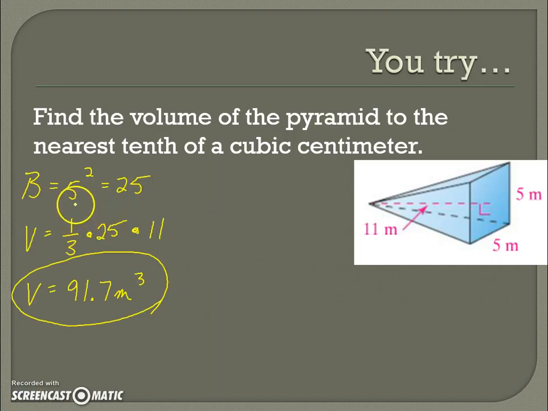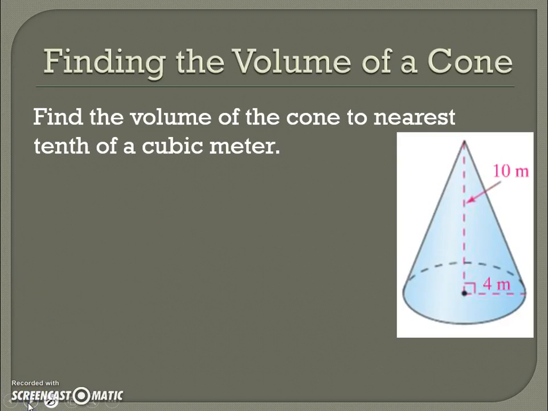All right, so here's what I got. Notice on this one that I didn't have to use the Pythagorean theorem, the height is given to us right there. So that made it a little bit easier than the example from before. Let's keep going. Finding the volume of a cone. It says find the volume of the cone to the nearest tenth of a cubic centimeter.